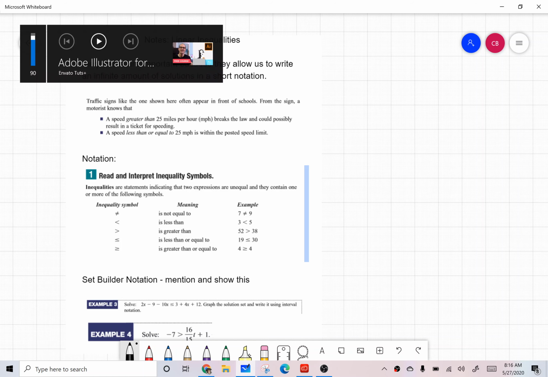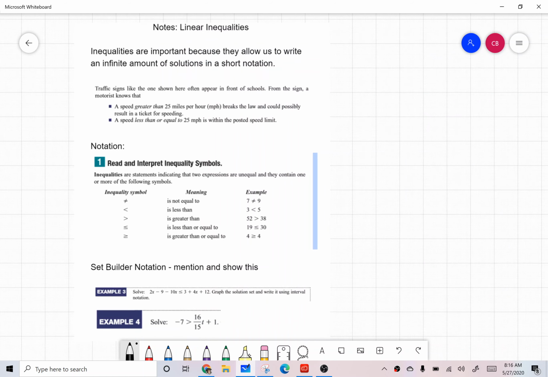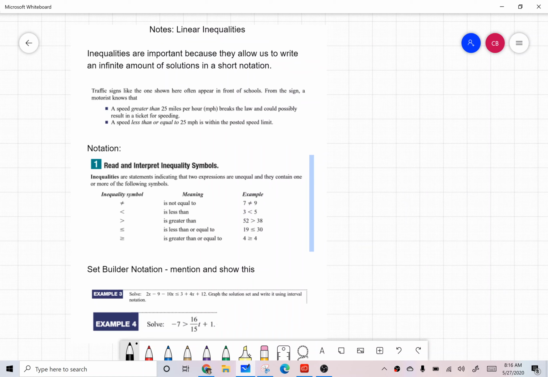Hi everybody. So we're going to talk about inequalities right now. Inequalities are important because they allow us to write infinitely many solutions in a short and understandable form. Traffic signs like the ones shown here often appear in front of schools.